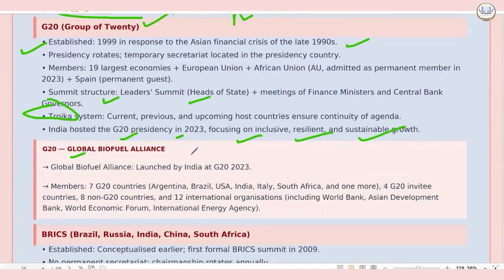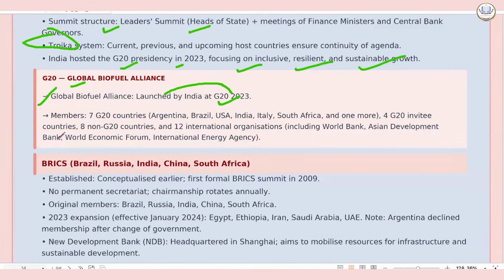We have a Global Biofuel Alliance launched by India at G20 2023. Members: 7 G20 countries: Argentina, Brazil, USA, India, Italy, South Africa, and one more country. When it came in 2023, it was more and more important. 4 G20 invitee countries, 8 non-G20 countries, and 12 international organizations, including World Bank, Asian Development Bank, World Economic Forum, International Energy Agency. So currently 25 countries and 12 international organizations are members of it.